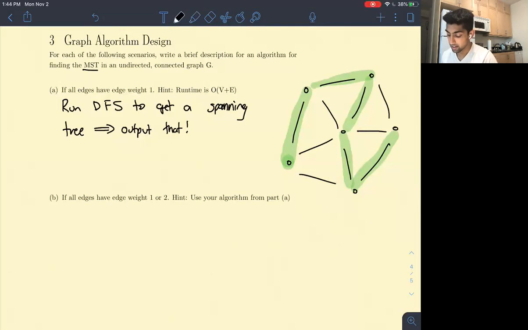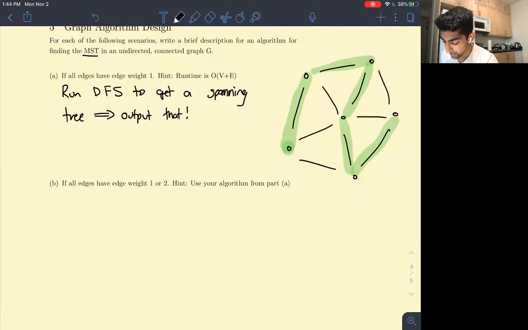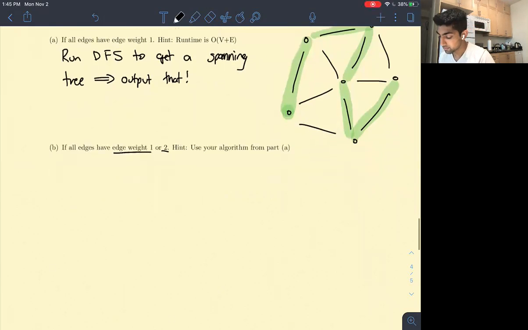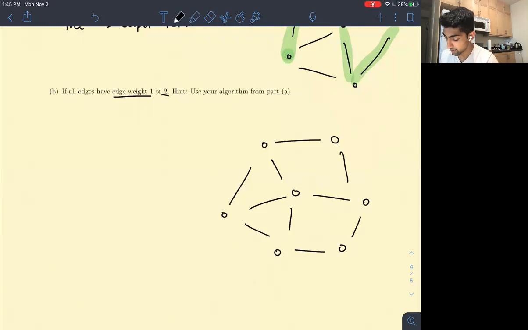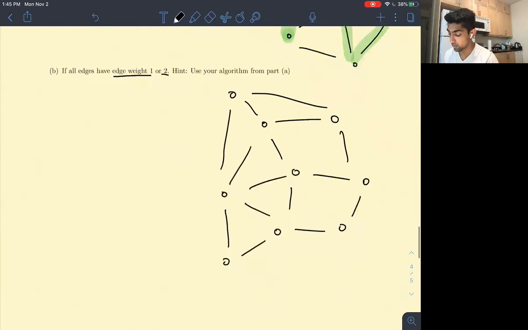For part B, we notice that now the edges can have two possibilities, edge weight 1 or edge weight 2. So it complicates things because we can't just run DFS on the whole graph. That doesn't necessarily work, right? Okay, so given this graph, let's just create a random graph. I want to make it a pretty big graph for this example. We're going to try to brainstorm together how we can solve this problem.